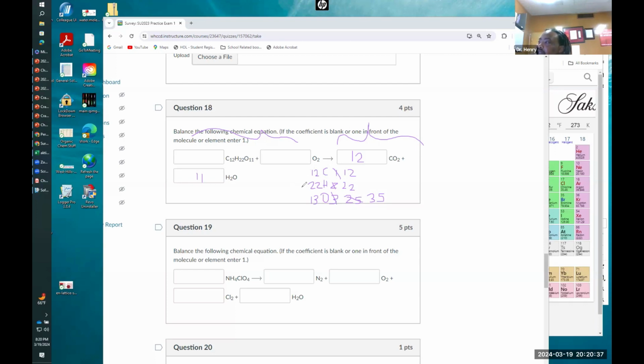So our hydrogens are looking good. Our carbons are looking good, but our oxygens, okay? So since you have an odd number here and an odd number here, what do you guys think we're going to need to do? How many are we definitely getting from this compound?